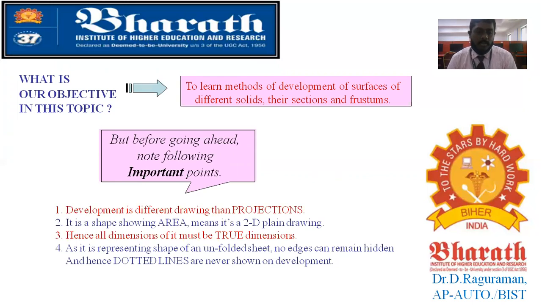And also we are seeing that the shape is showing an area. That means you will have a 2D plane drawing. And the dimensions must be true dimensions. As it represents the shape of an unfolded sheet, no edges can remain hidden, and hence dotted lines are never shown on the development. Because if a backside surface is hidden in a projection of a solid, you will represent it as a dotted line.